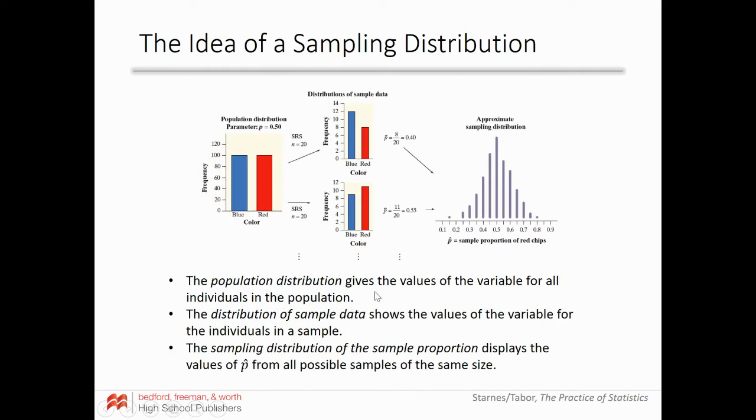So the population distribution gives the value of the variable for all individuals in the population. The distribution of sample data shows the values of the variable for the individual sample. So this is at the very start. This is the true fact. This is what we're trying to estimate. This is confusing. We're essentially trying to estimate this, but here we know it's 0.5. Then I take a bunch of samples, all right? And the sampling distribution displays all those values of p hat from all possible samples of the same size.